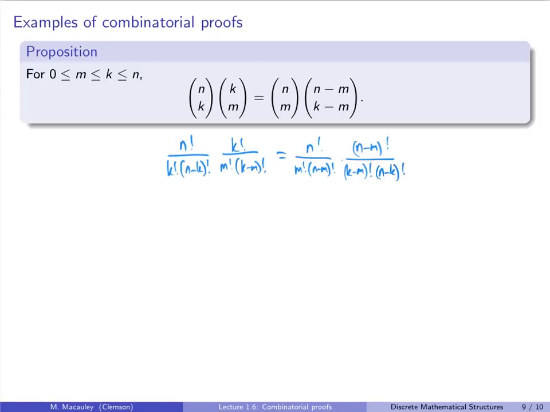So let's see what things cancel. So the k factorials cancel there. We have n minus m factorials cancel there. And now look what's left. So it actually works. So both sides, we have an n factorial on top. And on the bottom, we have an m factorial, n minus k factorial, and a k minus m factorial. So this wasn't hard at all. It's a little bit messy.